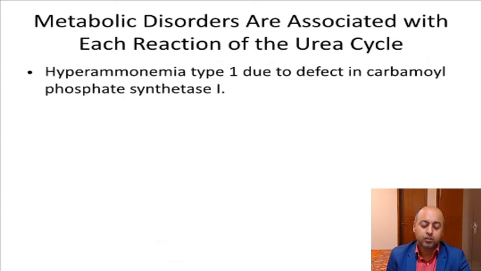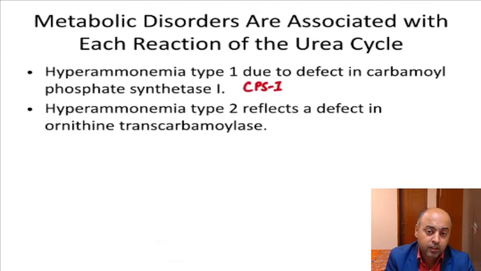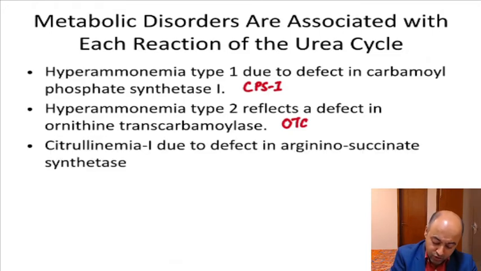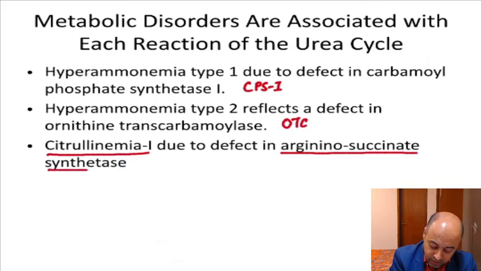First is hyperammonemia type 1, which is due to deficiency of the first enzyme which we said, carbamoyl phosphate synthetase 1. Deficiency of CPS1 will cause hyperammonemia type 1. Hyperammonemia type 2 is due to deficiency of ornithine transcarbamylase. Then we have citrullinemia type 1 due to deficiency of the third enzyme, that is arginosuccinate synthetase.